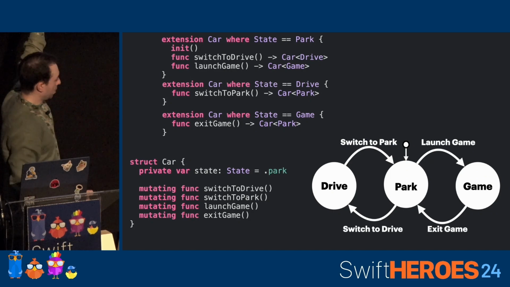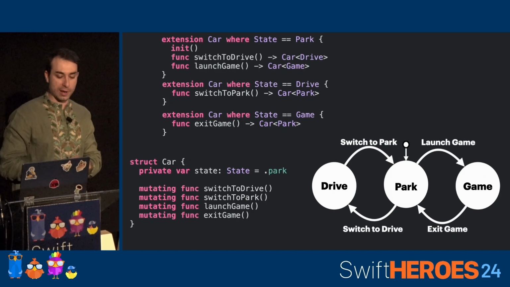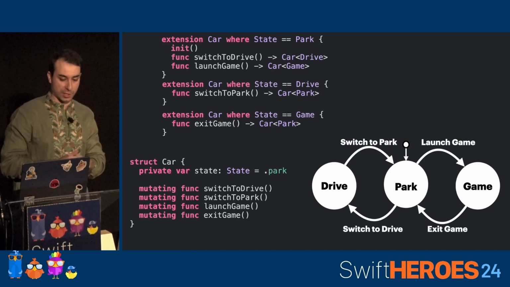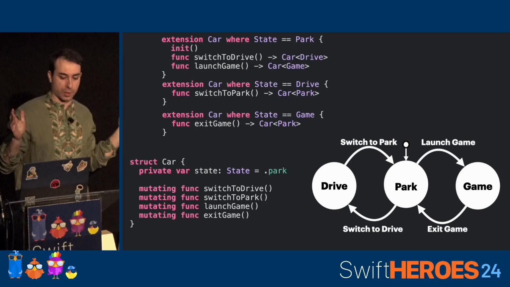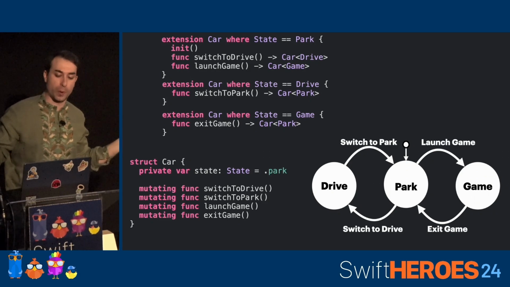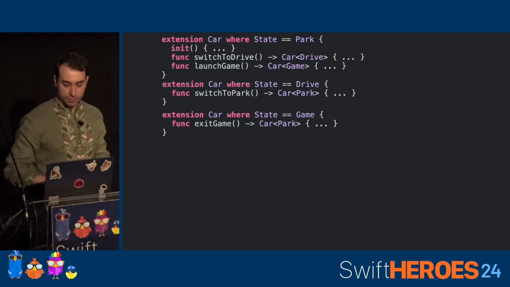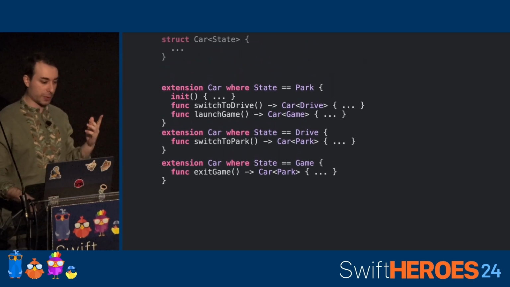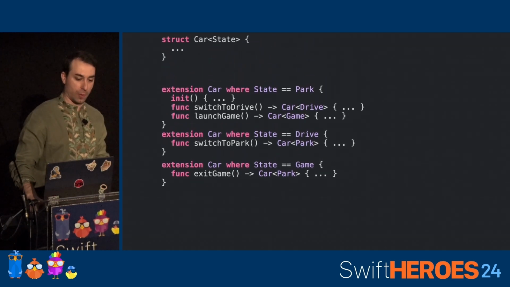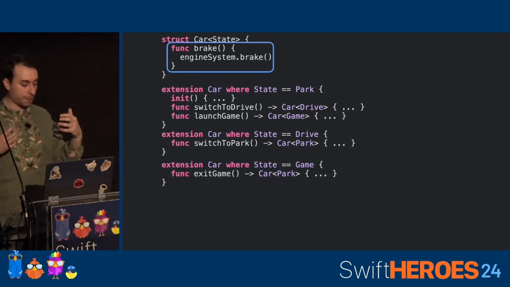Contrast this to the original thing. It's completely opaque and lacking any type information. We actually don't know what happens when we call state switch to drive. It's completely opaque. So I think this already is a huge win. Right. We need to implement two more functions. One, we need to implement the brake.